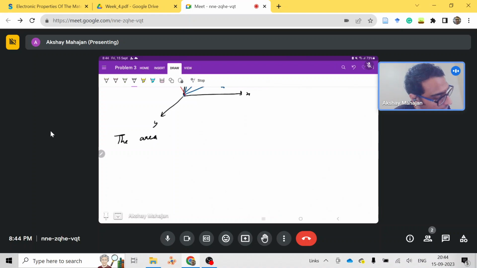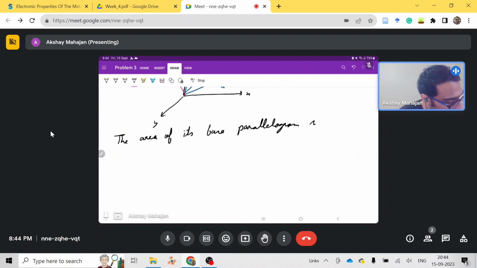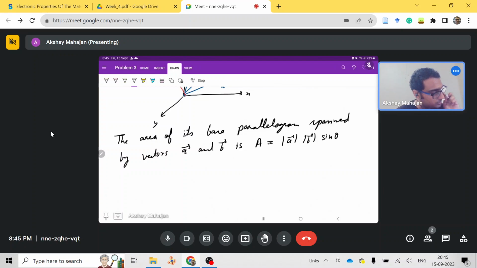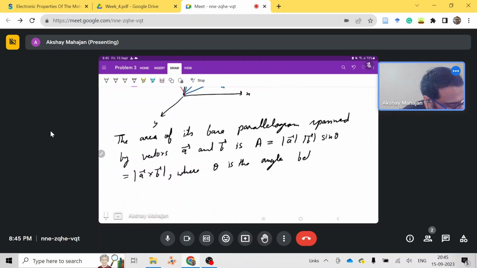Now, the area of its base, the parallelogram spanned by vectors A and B, is given by mod of A vector times mod of B vector times sin theta, which is basically mod of A vector cross B vector, where theta is the angle between A vector and B vector.